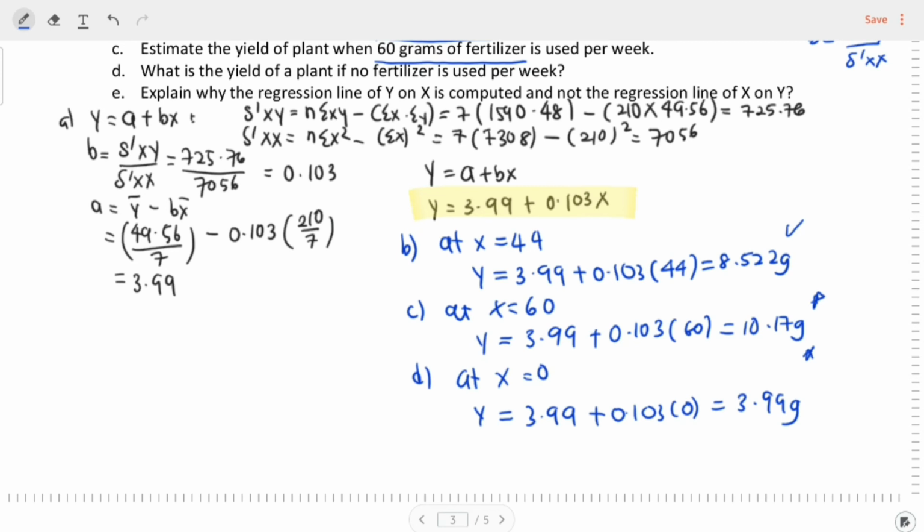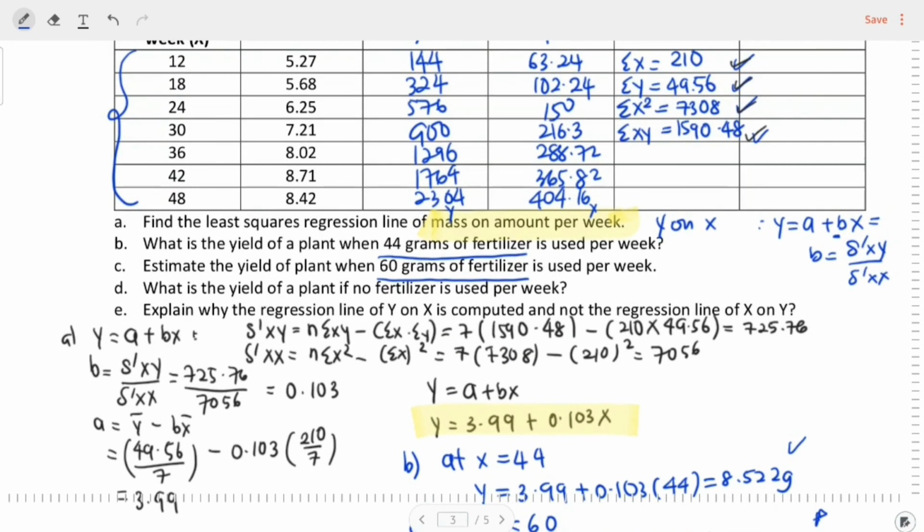Either there is still a linear correlation present at x equals 0 and x equals 60. Why is that so? Because x equals 60 and x equals 0 are out of range from our recorded values of x. So that is just a little comment. If they ask you to comment whether the y values for questions C and D are valid or reliable or not, question B is reliable, because 44 is still within the range of our recorded values.